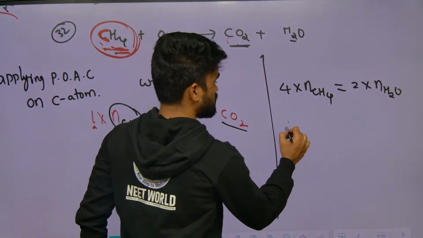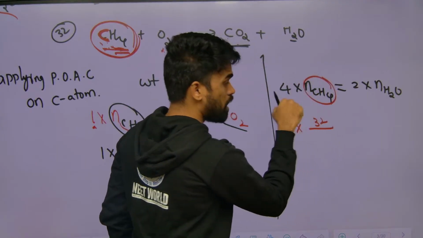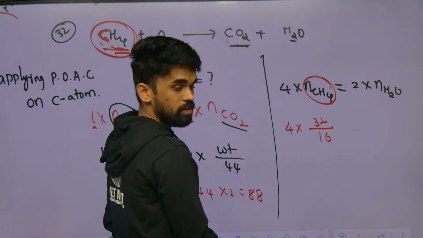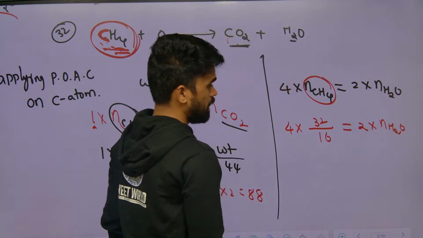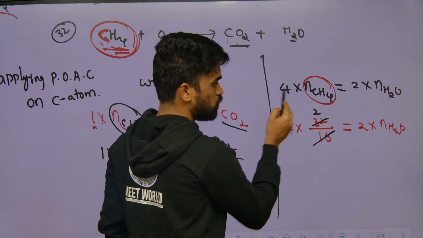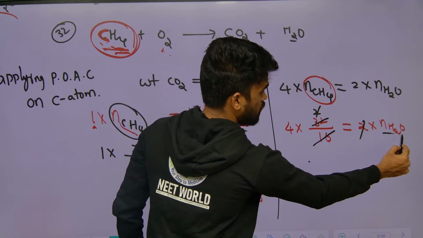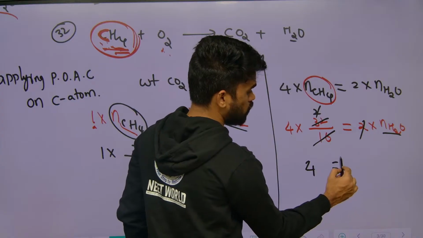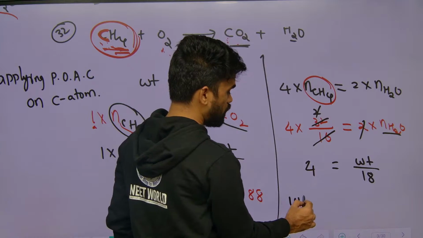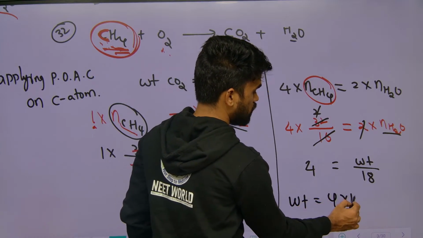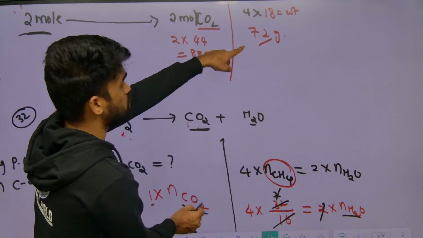Clear? Okay. Next, 4 into what is the weight of methane given? 32. Molar mass of methane? 16, which equals 2 into number of moles of water. So the 2 cancels. How many moles of water did we get finally? 4 moles. But I don't want moles, I want the weight of water, so weight by molar mass of water, which is 18. So weight will be 4 into 18, that is 72 grams. Same answer we got in the previous method also.